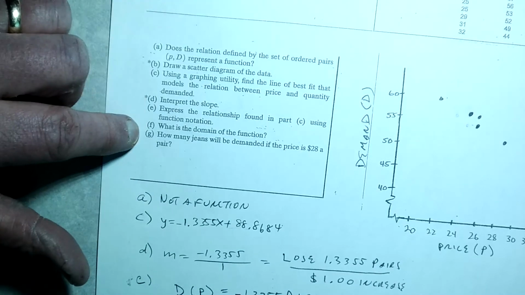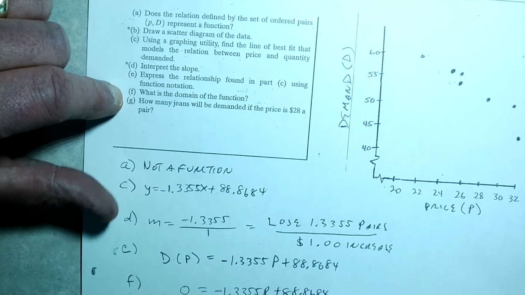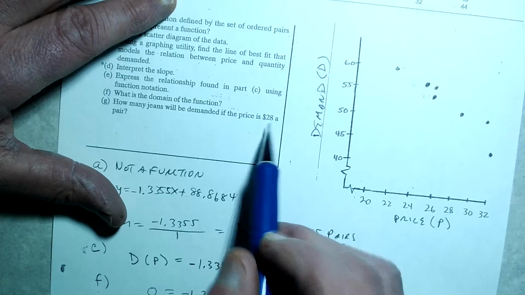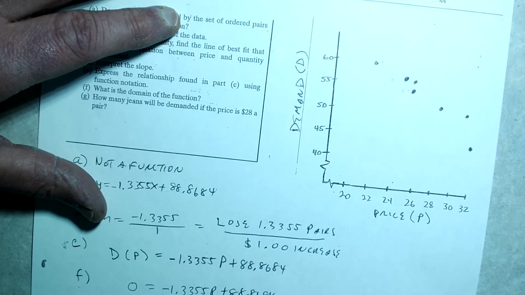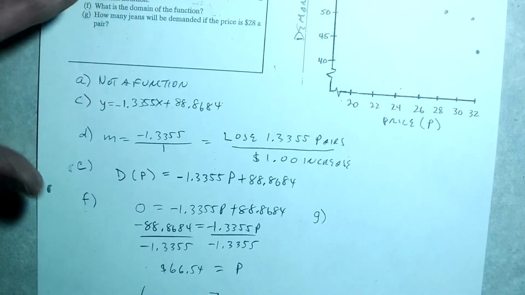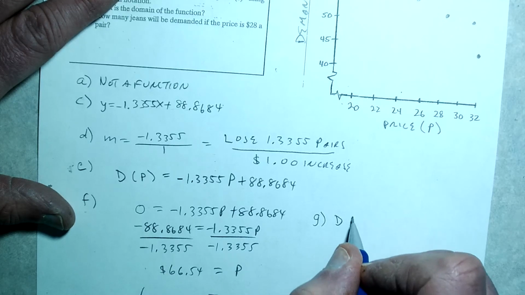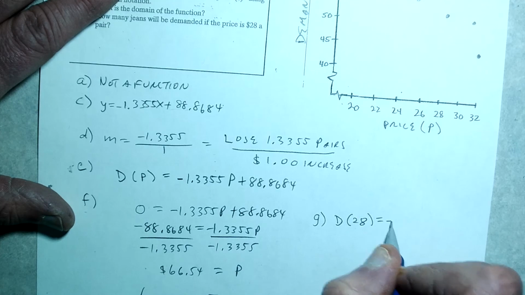Let me take a look here. How many jeans will be demanded? Or one more question. How many jeans will be demanded at $28 a pair? Well, that's a domain value, right? That's a price. So I'm just going to do this calculation right here. I'm going to put 28 into my function. And I would be really calculating D of 28. And if I put that in there, I would have this.